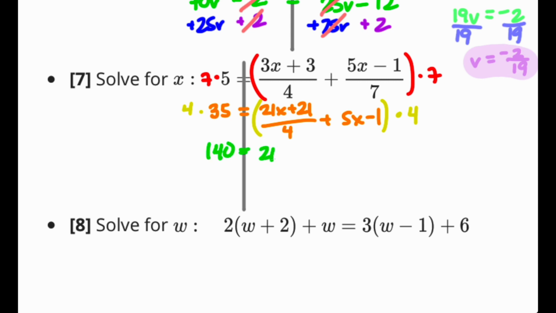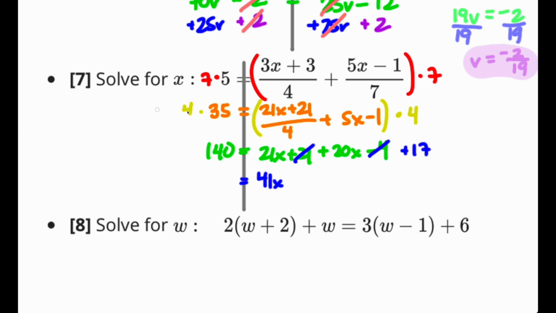Multiply 4 here, that 4 is going to cancel with that denominator. Multiply 4 by the 5x, you get 20x minus 4 for that last part when you distribute the 4. Okay, it looks like all the terms of x are on the right side, so I'm going to combine those here. It's going to be 41x, because I did the 21x and the 20x to get 41x. The 21 minus 4, so basically I can cancel this out. 21 minus 4, that's just going to be a 17.